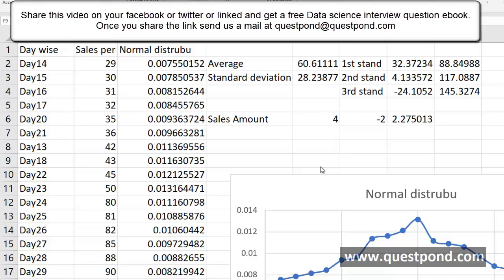So now the next lab, that is lab 5, is dedicated to binomial distribution.